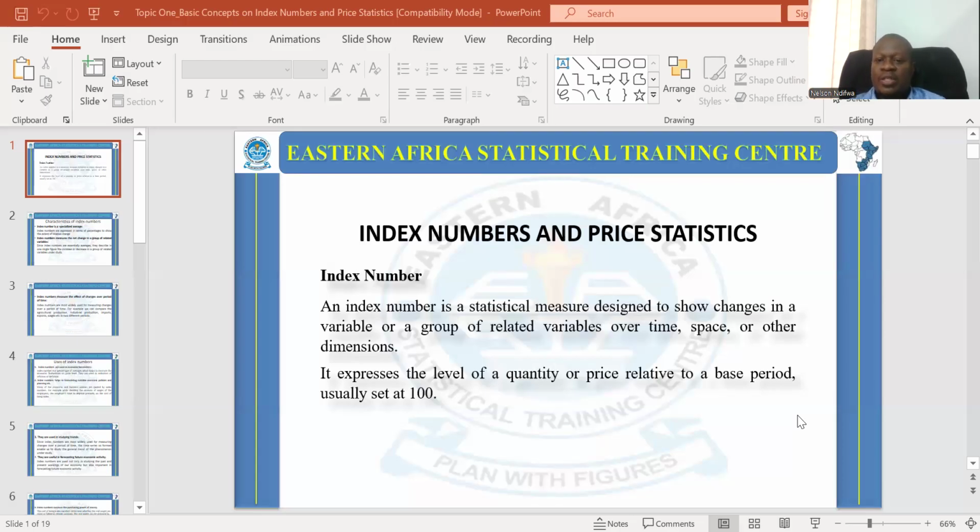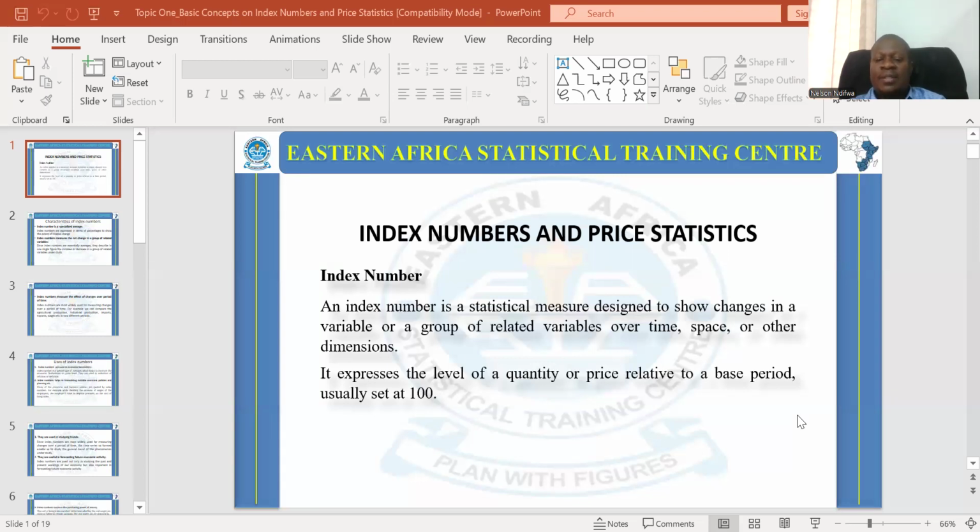These definitions have some key issues to consider. First, the index number shows changes in a variable. It means you can show the changes of one variable, like income over time, or a group of related variables. Sometimes we compute the index number based on a group of related variables, like a group of food items, where you want to find the changes over time or over a location.